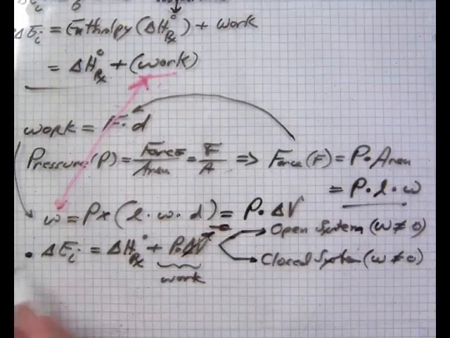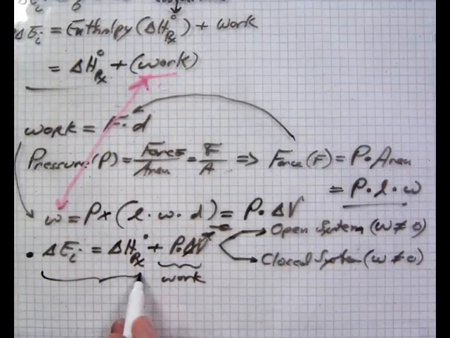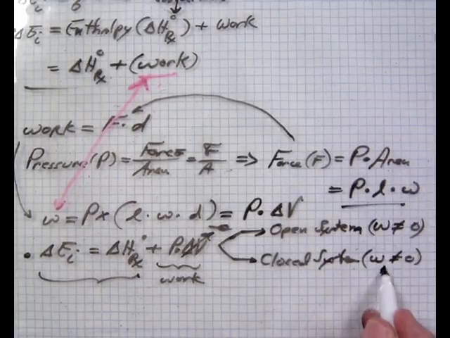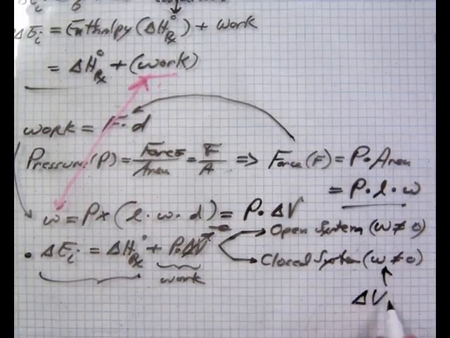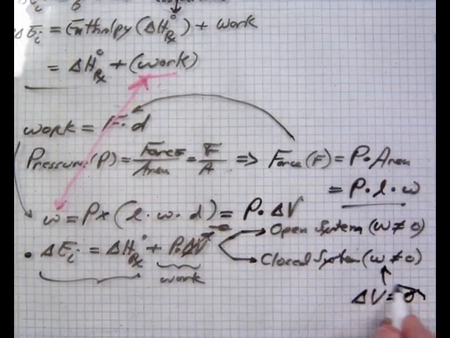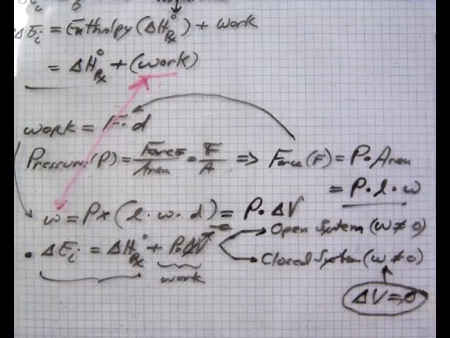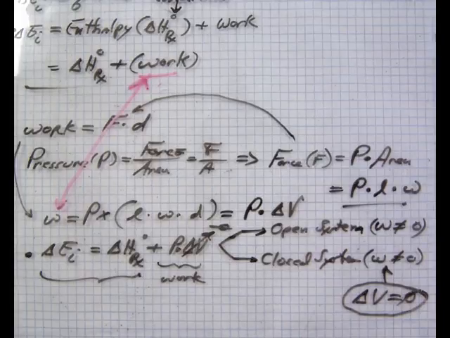0 times pressure just leaves us with this in a closed system right here. So delta V equals 0 is the ultimate reason the first law equation becomes a closed system. If delta V is 0, it's a closed system. That's the definition. Now I'm going to show you the differences in the two.